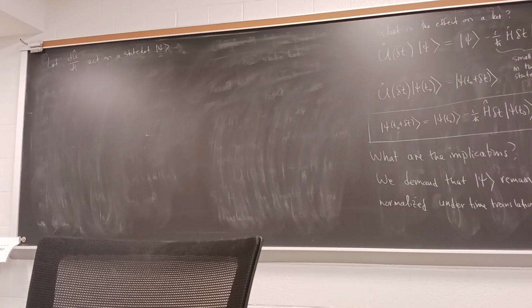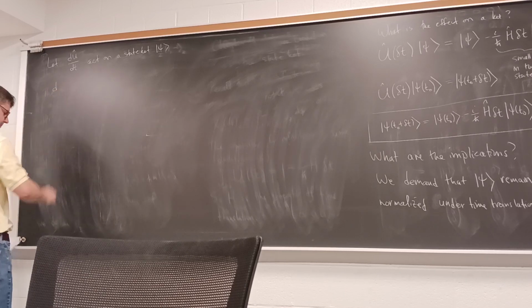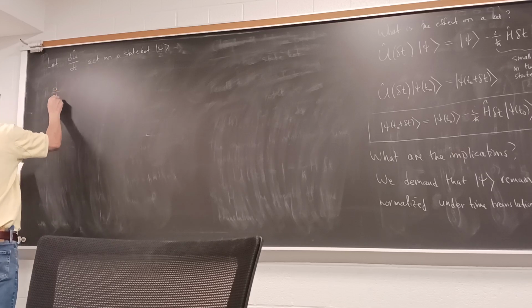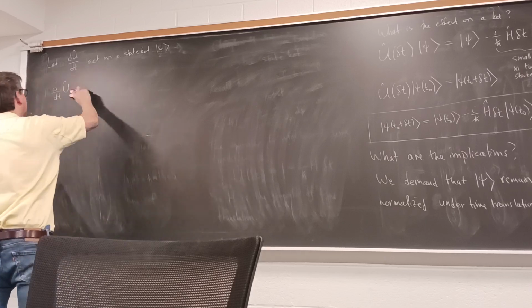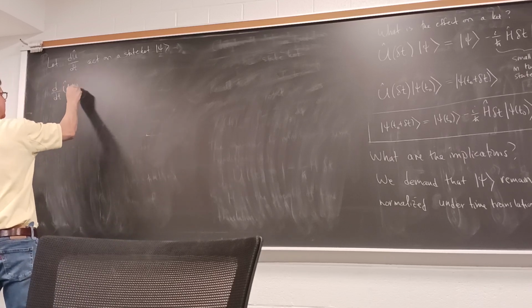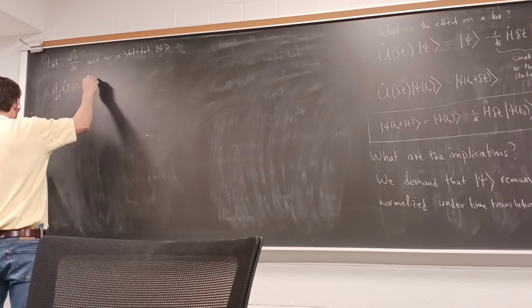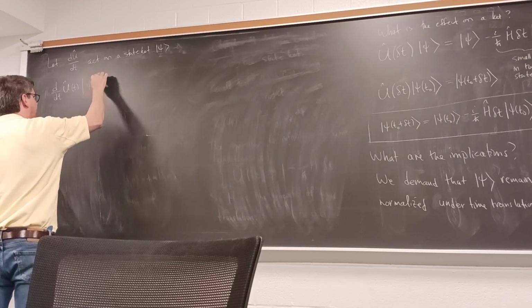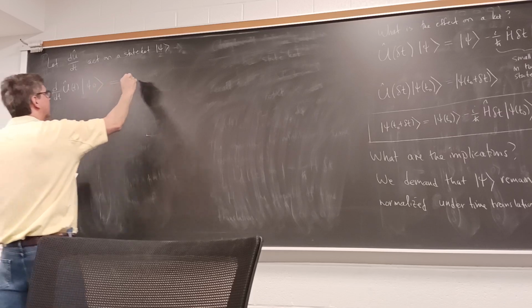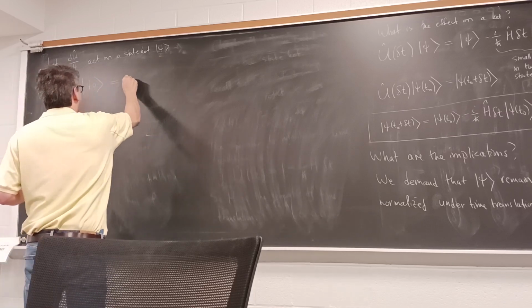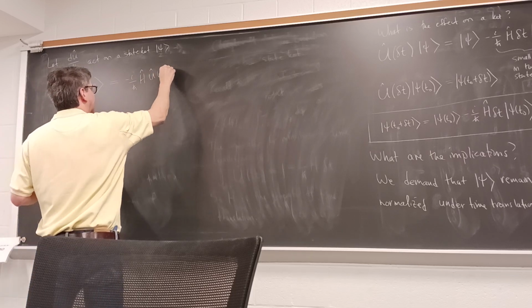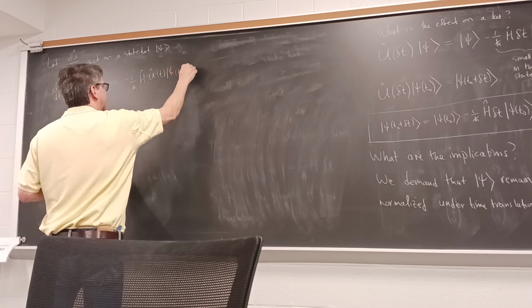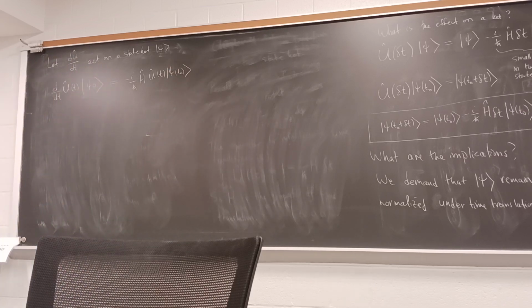Okay, so it's just some state ket psi. And if we take d by dt of u hat of t and let it act on psi at time 0, this has to be equal to minus i over h bar H hat U hat t acting on psi at some time t0.